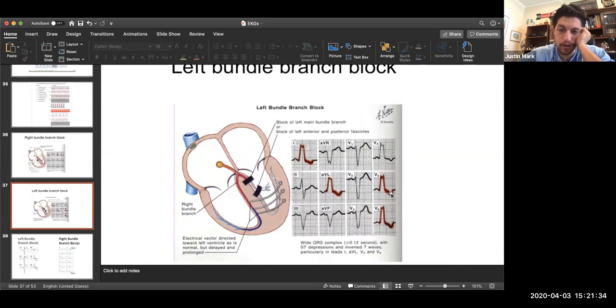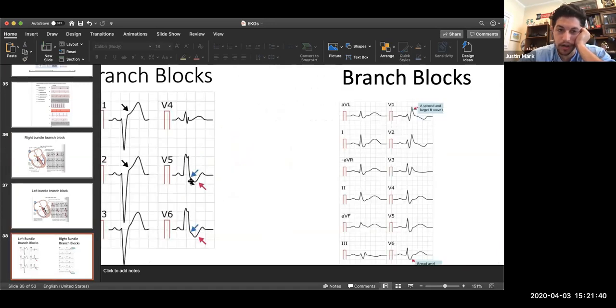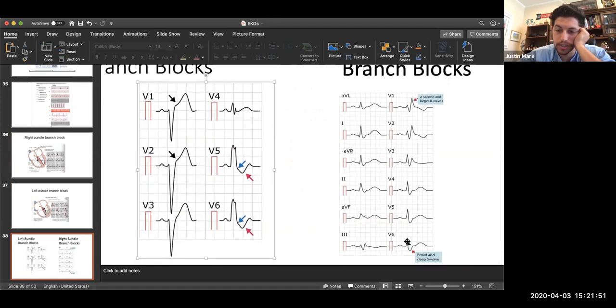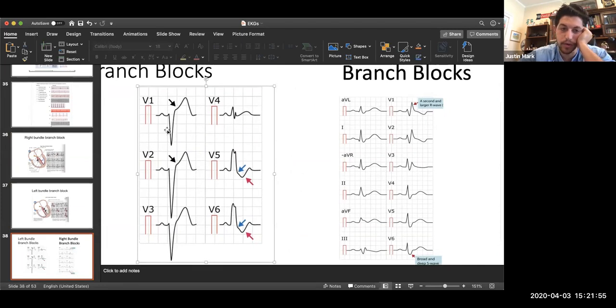I think Boards also talks about this. He does a pretty good job talking about it. But this is the slide that I really wanted to show because it emphasizes the major findings. So here we can really see the bunny ears. We'll also see some characteristic changes in V5, V6 compared to a left bundle branch block.